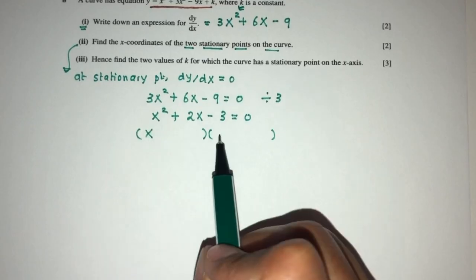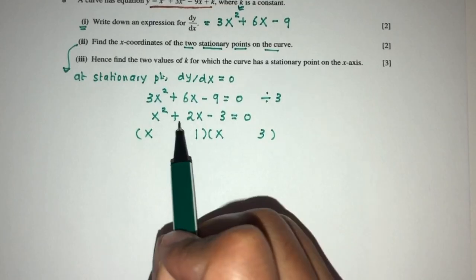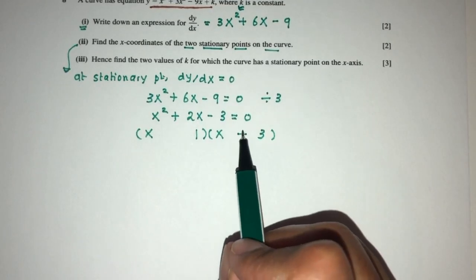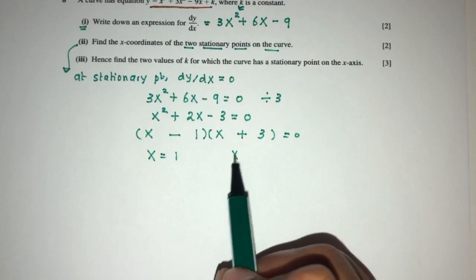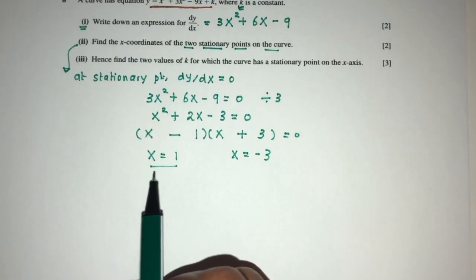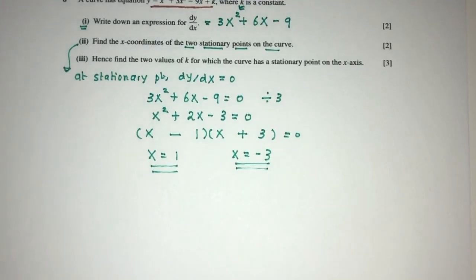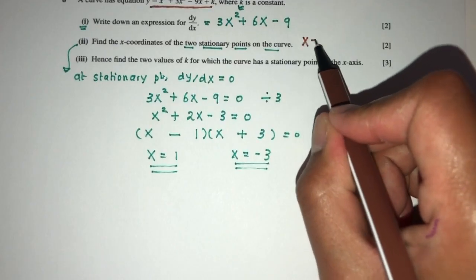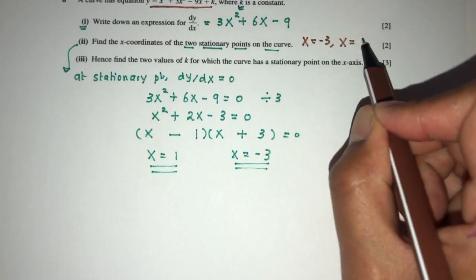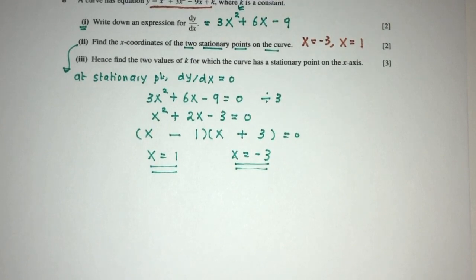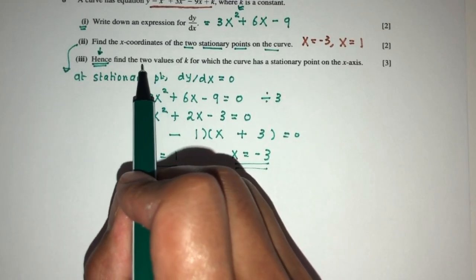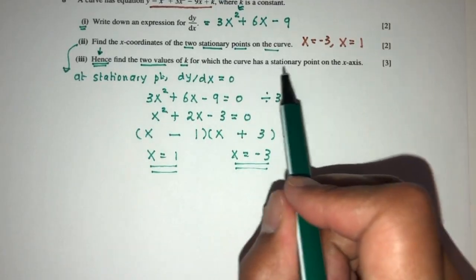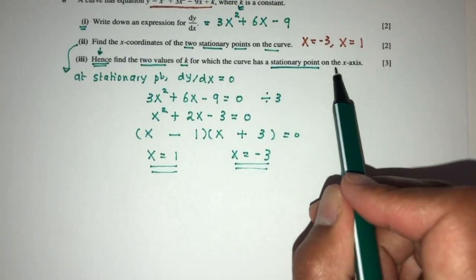x squared is x times x, and 3 is simply 3 times 1. Now we need plus 2, so we have to have plus 3 minus 1 to get plus 2. So x has to be the value of 1, and x has to be the value of minus 3. So these are the two that we need to use for your answer here. x is simply minus 3, and x is 1 for the stationary points that we have for this curve. Now for part 3, hence means we have to use the values from these. Find the two values of k for which the curve has a stationary value on the x-axis.